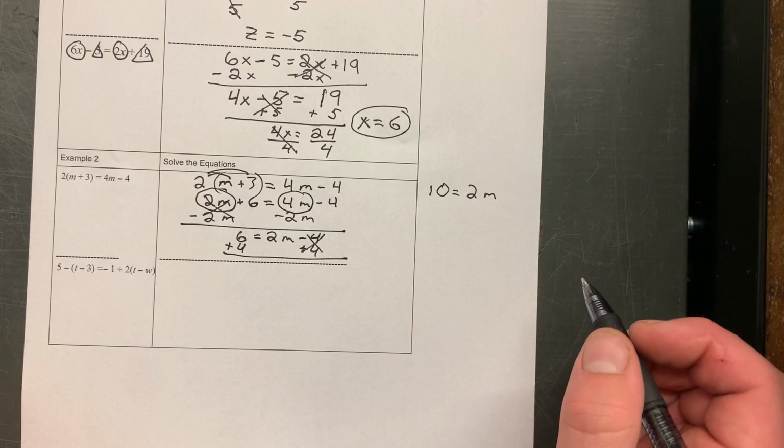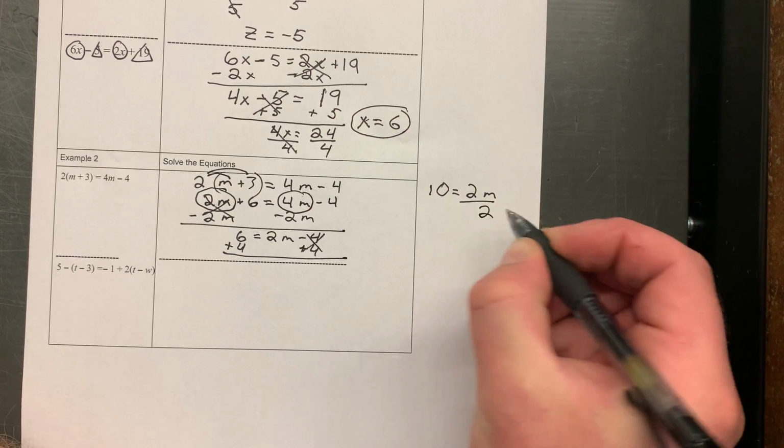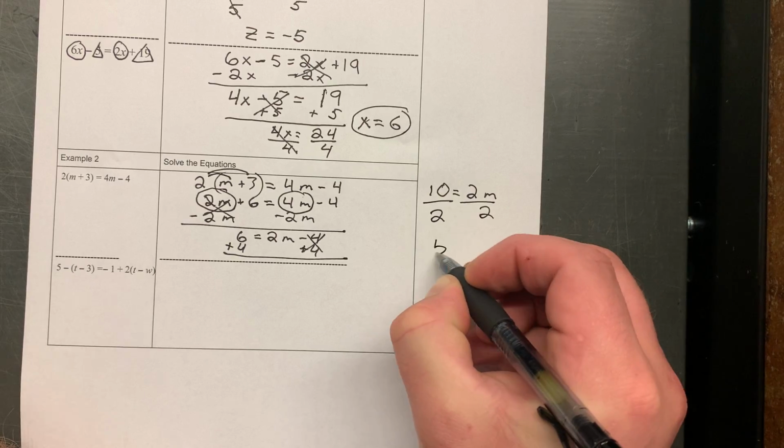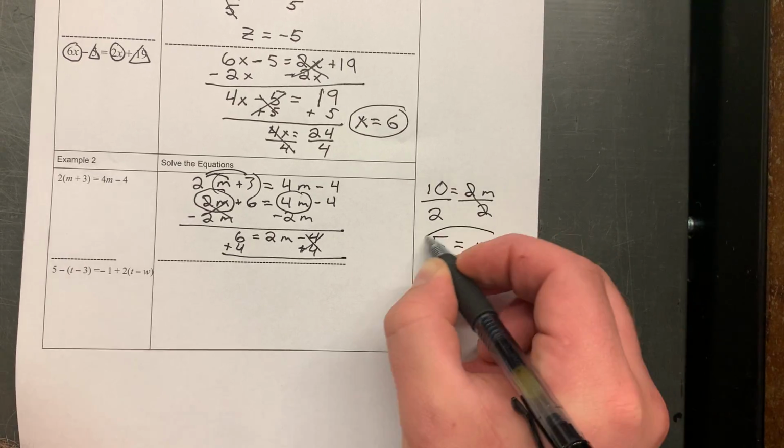I have to do the opposite function always. Opposite of multiplication is division, so I'm going to divide each side by 2. 10 divided by 2 gives me 5. Those 2's cancel out. I'm left with m equals 5.